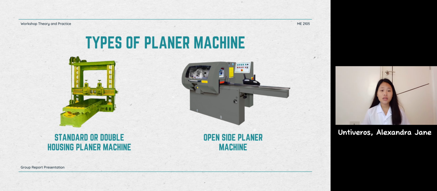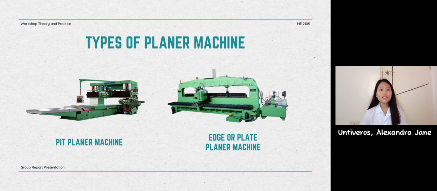This machine has housing on one side of the base, and the cross rail is suspended from the housing as a cantilever. This unique design enables large and wide workpieces to be clamped on the table and reciprocated over the cutting tool. Third is the pit planer machine. This machine has a pit bed that allows the table to descend to a lower level to handle tall workpieces. This design allows it to be used for machining operations with various heights and increased versatility.